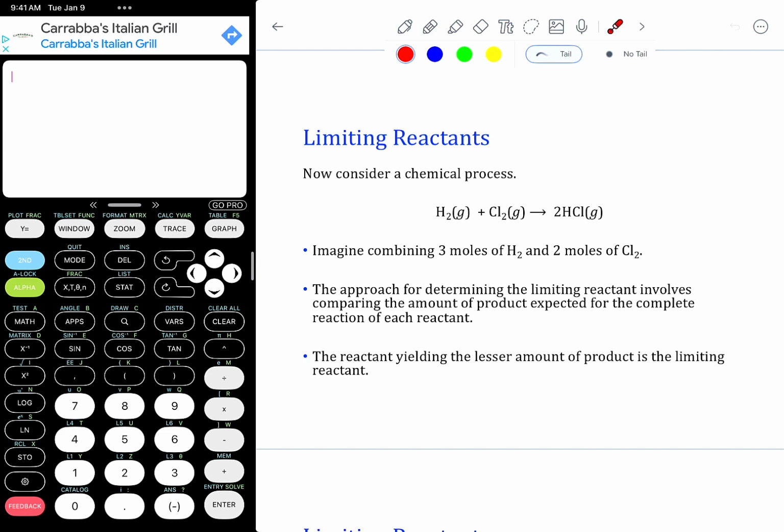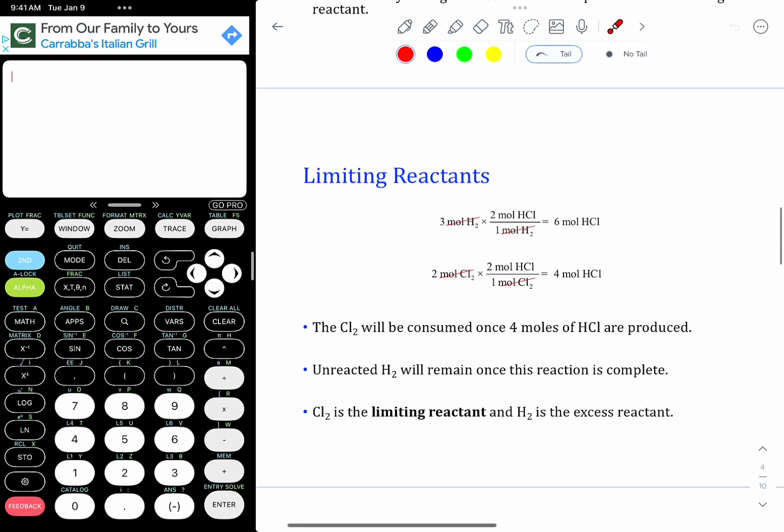So based off of the 3 moles of hydrogen and the 2 moles of chlorine, the approach that we're going to do is to compare the amount of product that would be expected from each reactant, and whichever reactant yields the lesser amount of the product is then our limiting reactant, because our limiting reactant limits the amount of product we can make, so it's always going to be the lower amount of product that can be made. So what we're going to do is start with our 3 moles of H2 and convert it to HCl, and then in a second conversion, take 2 moles of chlorine and convert those to moles of HCl. So that's what I have here at the top of our next slide.